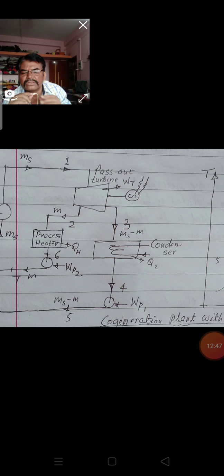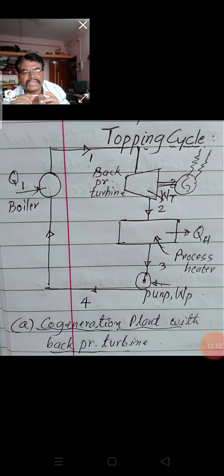So this is all about the topping cycle. Mainly in the topping cycle, first the mechanical energy is produced. What is mechanical energy? When the turbine rotates, the mechanical operation happens, that is the mechanical energy. With the help of that turbine, a generator is attached so that electricity can be produced. And thermal energy, what is it? When we supply heat to the boiler, it produces steam, that is thermal energy.